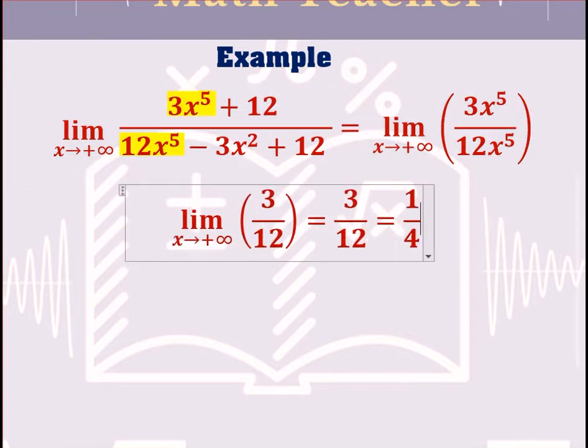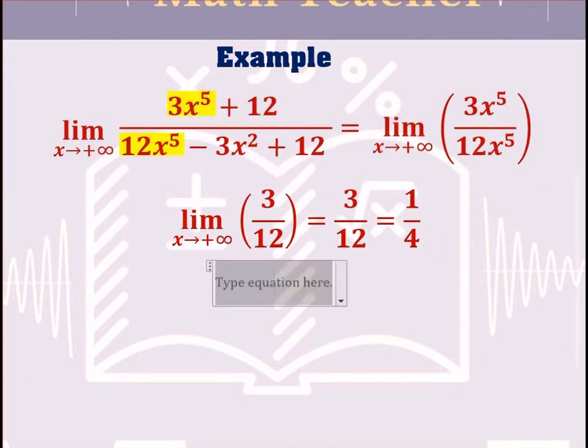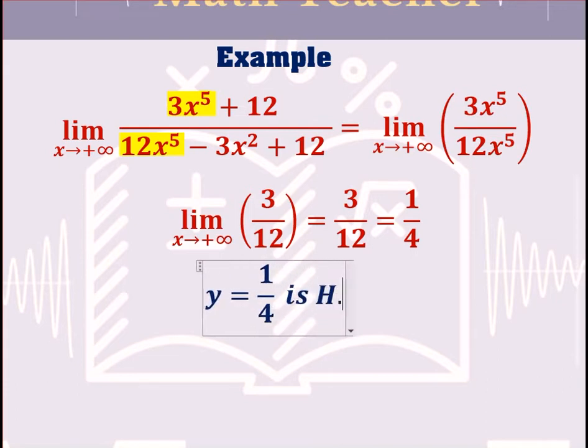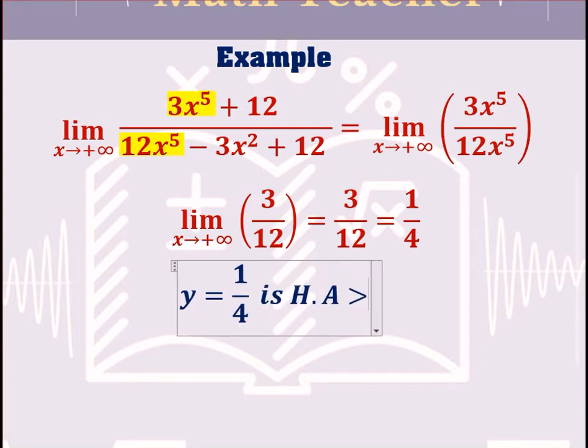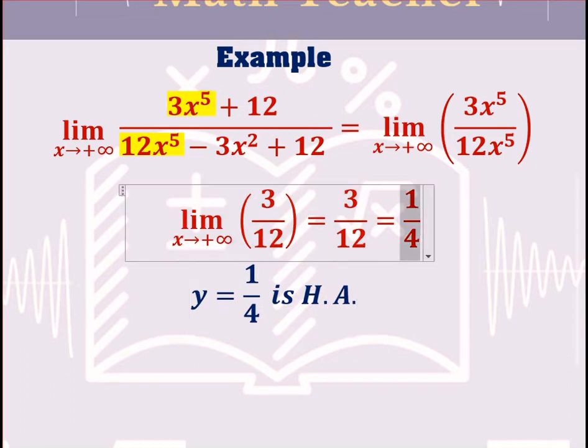So here, guys, as you see, as a result, if the degree of the numerator is the same as the degree of the denominator, then the limit will be a constant number. Moreover, I can give you an additional remark about horizontal asymptotes. Since the limit as x tends to plus infinity gives a constant number, I can deduce that y equals 1 over 4 is a horizontal asymptote. So guys, this is a rule: whenever you find the limit at infinity and the result is a finite number, then y equals the value of the limit, here y equals 1 over 4, is a horizontal asymptote.